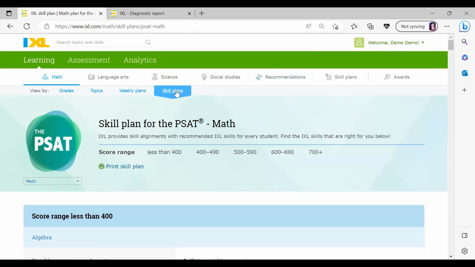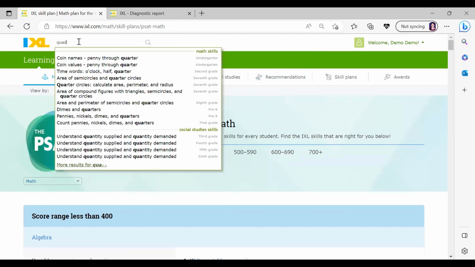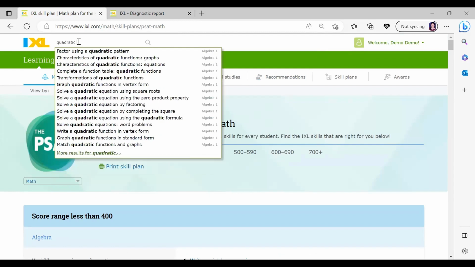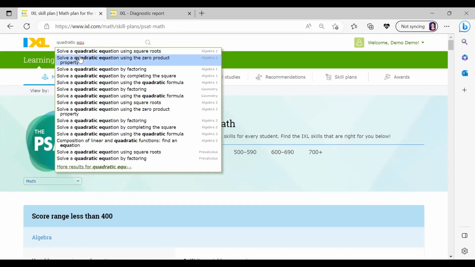You might want to look for the scale plan, okay? You can search, pretend I'm not really good at quadratic. Then I just say quadratic equation. Okay, very good. This is solving a quadratic equation using square roots, using the zero product property, by factoring, by complete the square, using the quadratic formula. So this is perfect. You can see that I didn't even finish typing. They already give you quite a lot of suggestions. If you still think that's not enough, there's more.